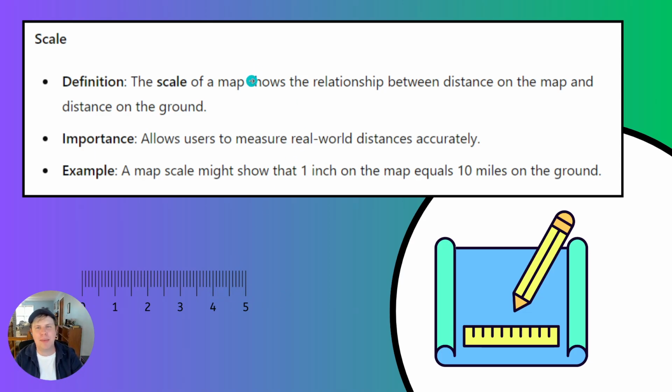The scale of a map shows the relationship between distance on the map and distance on the ground. It allows users to measure real-world distances accurately. An example would be a map scale might show that 1 inch on the map equals 10 miles on the ground. So if we go down here and we measure here and we put our map on there, then we can see that that might be 10 miles. It's going to help you be able to pull out a ruler, actually stick it to the map, and see how long the distance from one place to the other would be, with some degree of accuracy.